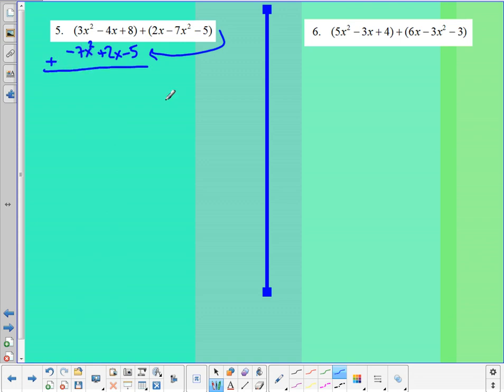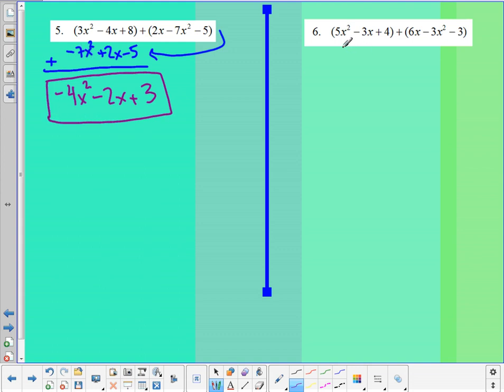And then I add them just like we were taught how to add when we were in first or second grade. It's exactly the same thing, it's just now we have some variables involved. So when I take a look at this, I have 3 plus negative 7. It's the same as 3 minus 7, negative 4x squared. Combine the coefficients, keep the power the same. Then x terms, negative 4 plus 2 is negative 2x. And constants, 8 minus 5 or 8 plus negative 5 is 3. So negative 4x squared minus 2x plus 3.